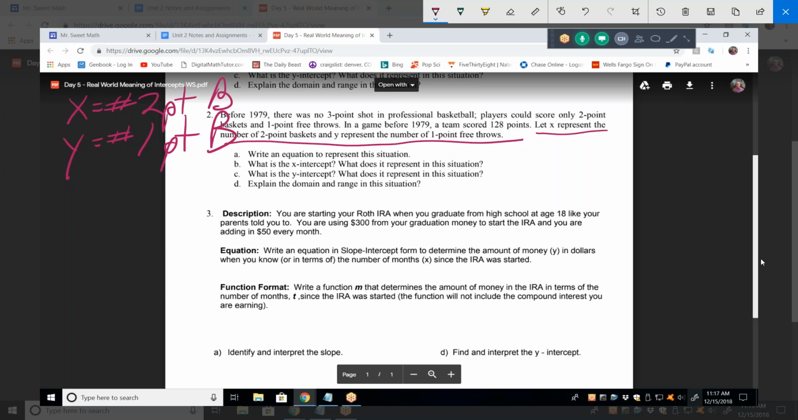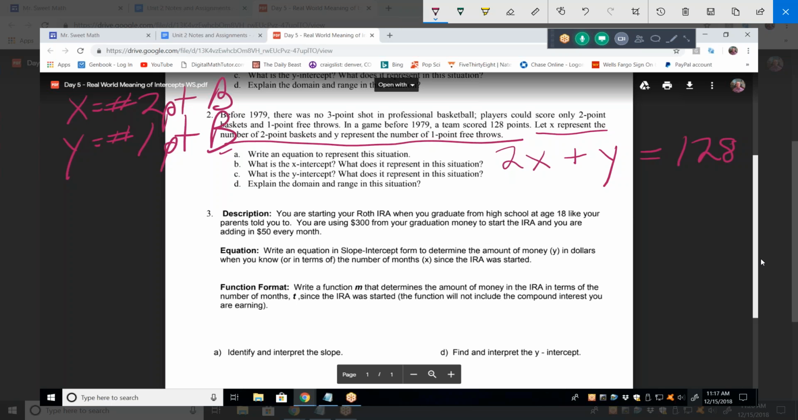So, in a game before 1979, a team scored 128 points. What's the equation that's going to represent this situation? Wouldn't 128 be after the equals? Let's start from left to right. Yes, I'll give you that. I don't want to take that away from you, but I want you to think from left to right. So then 2x plus 1y. Perfect. So that's the answer to A.